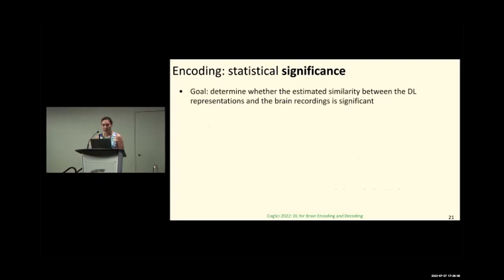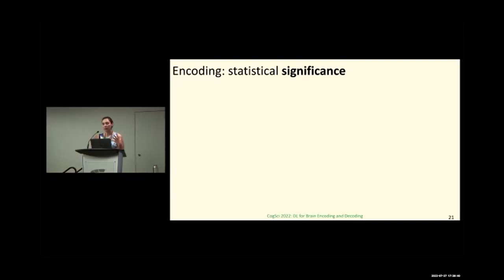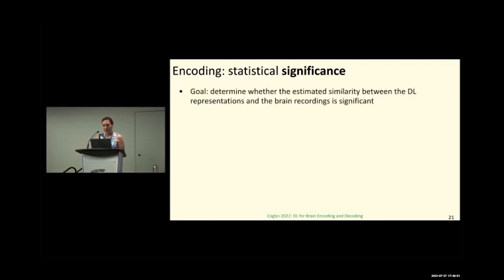Okay. And so now after we have evaluated these models, we have some kind of similarity measure across the brain for how closely the stimulus representations agree with the actual brain activity. And so now we want to do statistical significance testing to see whether this estimated similarity can be due to chance or is significant. And so we have several different hypothesis tests that we can use. A very simple one that makes no assumptions about the underlying data, so no normality assumption or anything like that, is a permutation test.